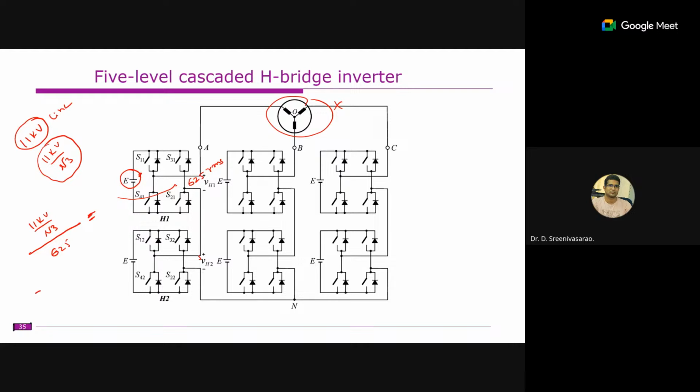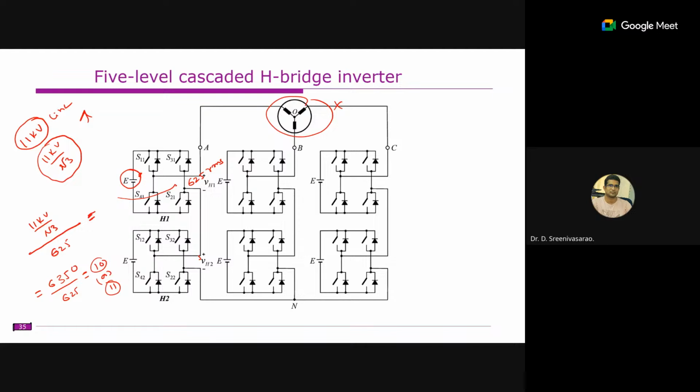So this will be roughly 6,350 divided by 625. So it is roughly 10. If you're keeping some factor of safety, or if you slightly modify that, it means 10 or 11 devices you're supposed to connect to directly design an 11 kV D-STATCOM.